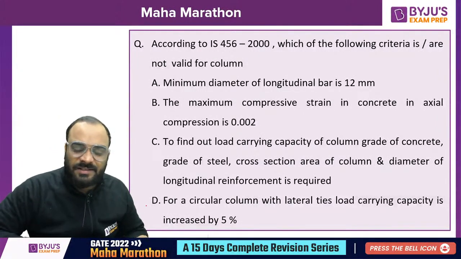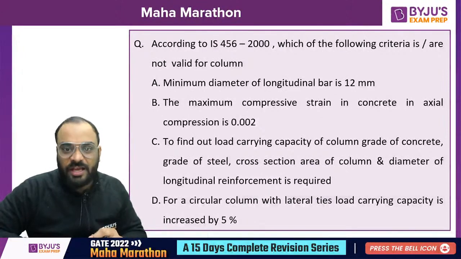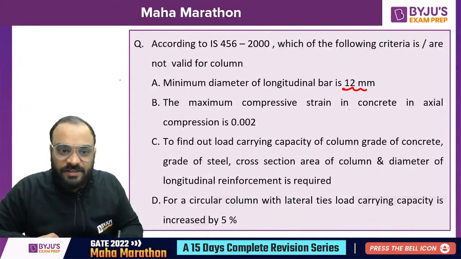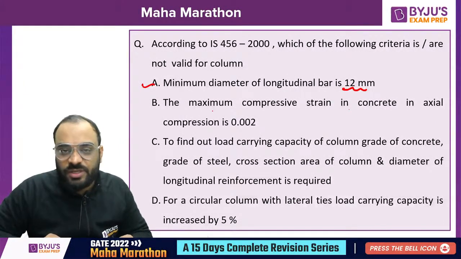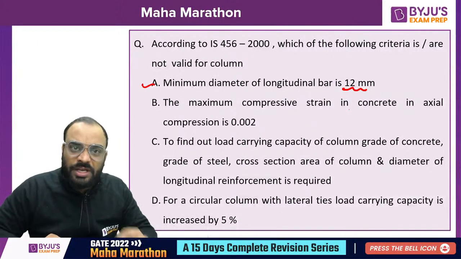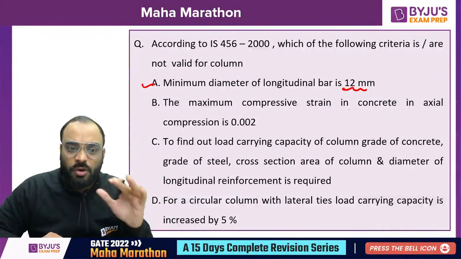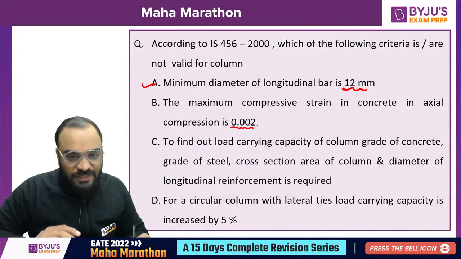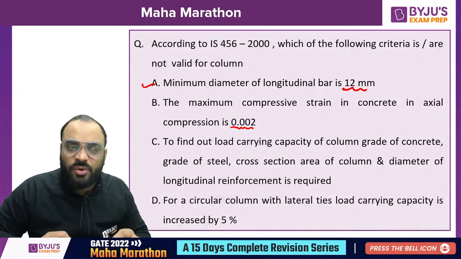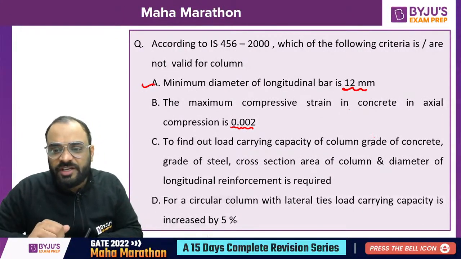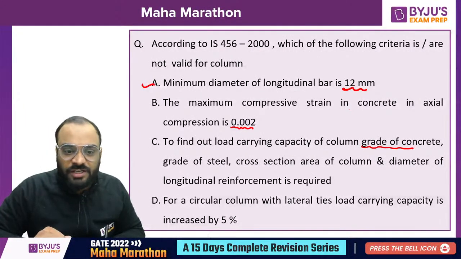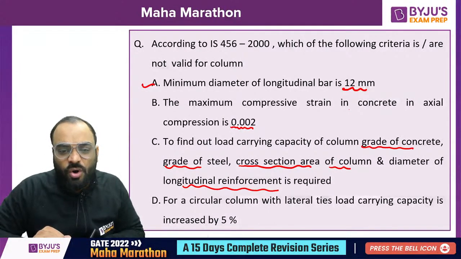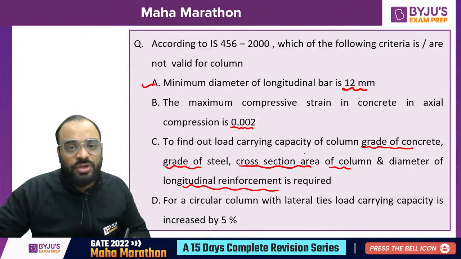Why is the correct answer D? Let's understand, guys. The minimum diameter which we can provide as a longitudinal bar in our column is basically 12 mm. Yes, the statement is correct. The maximum compressive strength in the concrete when it bears axial compression only, then the maximum permissible value of strain will be 0.002. Yes, it is correct. Now, if you want to find out the load carrying capacity of column, then definitely we need the grade of concrete, grade of steel, cross-section area of column, and the diameter of longitudinal reinforcement. All these parameters are required to find out the load carrying capacity of the column.